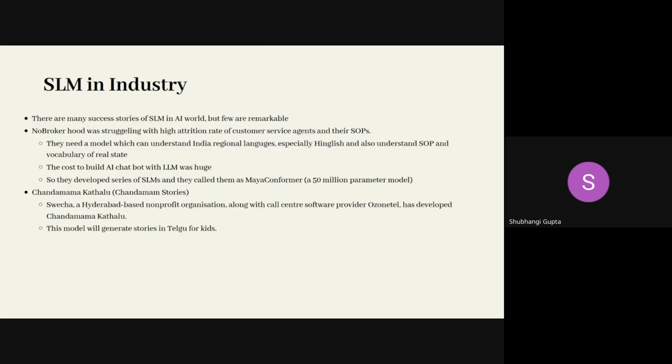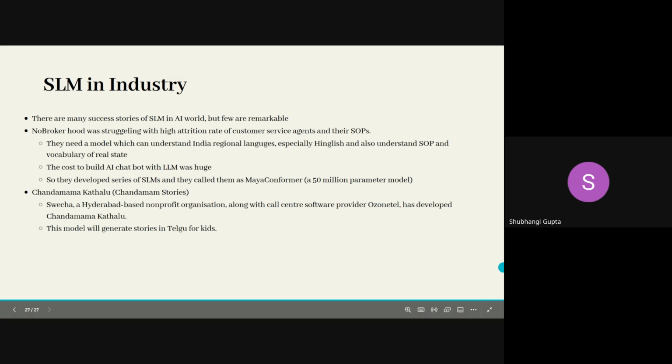So yes, Shashank will tell you about the industry use cases of SLM. Yes, Shashank, can you please take this slide?